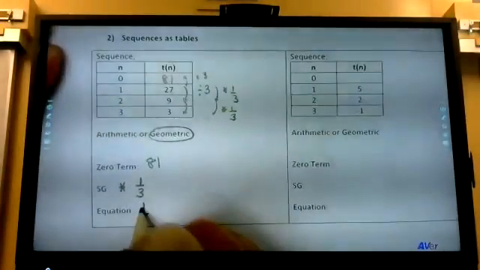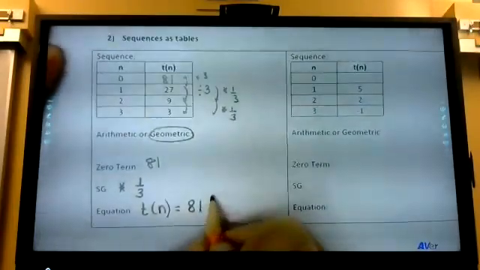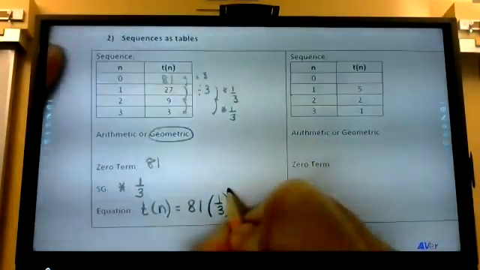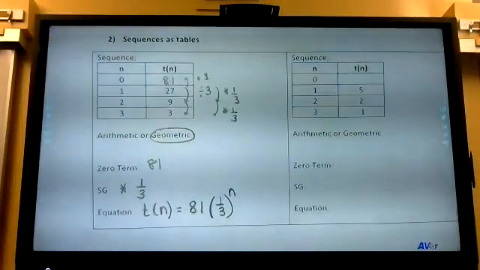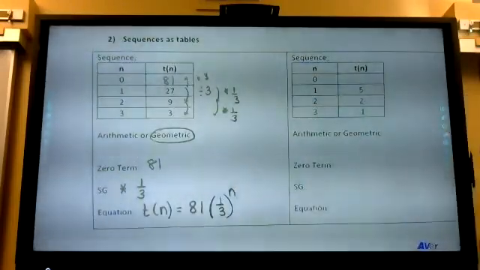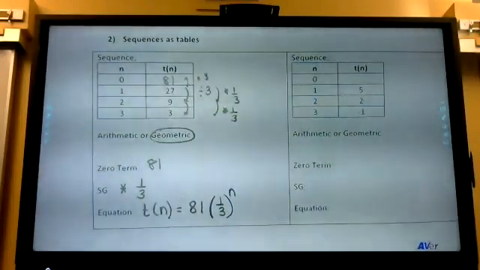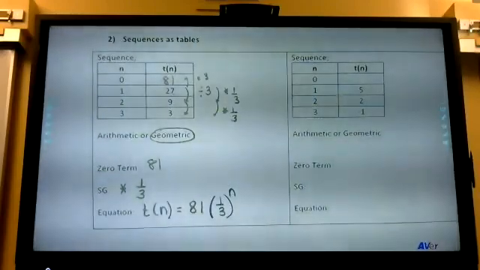I start off with t of n. I start with my starting point of 81. I plug in 1/3 as my sequence generator, and I raise it to the n power. And that is my formula. So put in 3, okay? Put in 3 for n, put it right here, okay? And see if you get 3, all right? Take 1/3 to the 3rd power, multiply by 81, you should get 3, because the 3rd term in the sequence is 3.